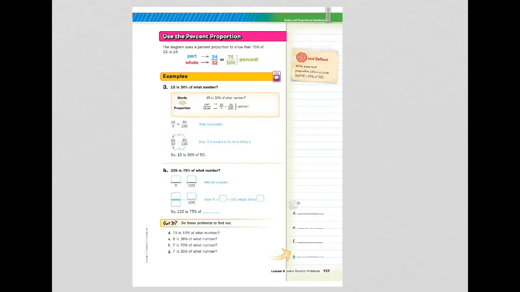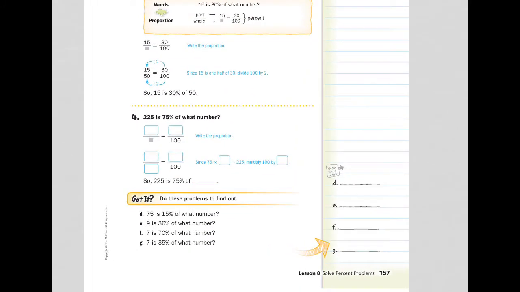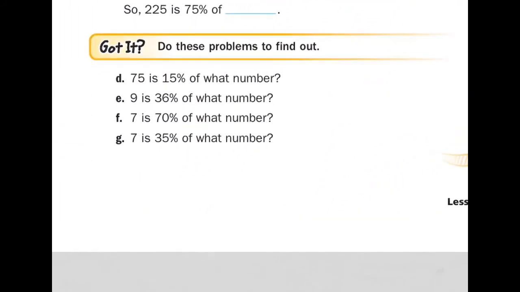Now, going through example 3 and 4, we're actually not going to go through them because they're basically the same thing we were just doing. So if you look here, if I put on my pointer, they have part over whole equals percent over 100. They have it in reverse. That's fine. It doesn't really matter if you put the percent over 100 on the right. I just like percent over 100 equals part over whole. So we're going to go down and just do some practice problems here.